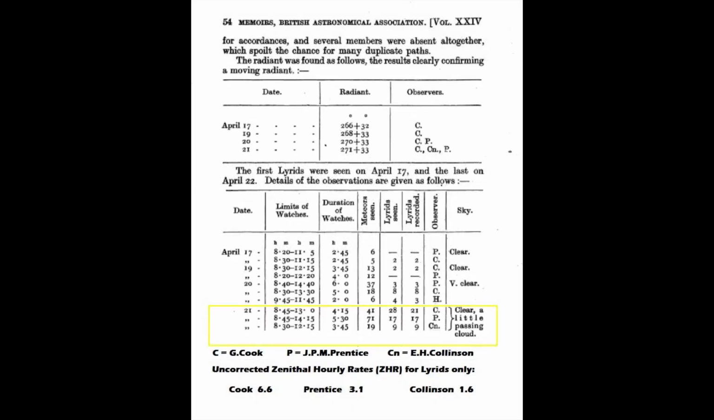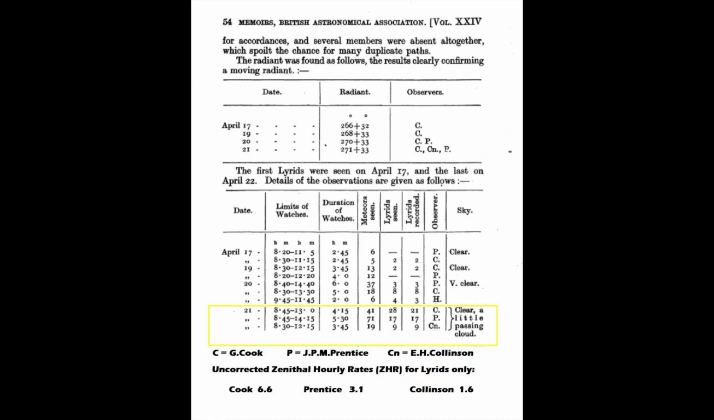The work that they were doing in those days was often to obtain duplicate paths to get the true directions of meteors by triangulation, but they were also interested in the rate. On this page here, in the little yellow rectangle, I've given some of the details of the watches by some famous observers. C is Cook, the director; P is J.P.M. Prentice, who would succeed her in the following year and be very distinguished in that role for 30 years; CN, Edward Collinson, who was well known for photographic observations.